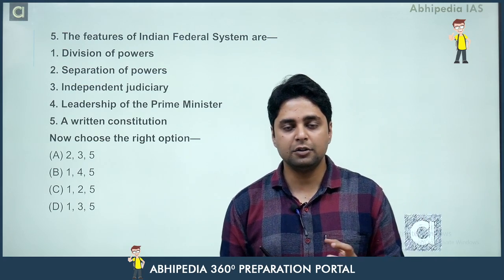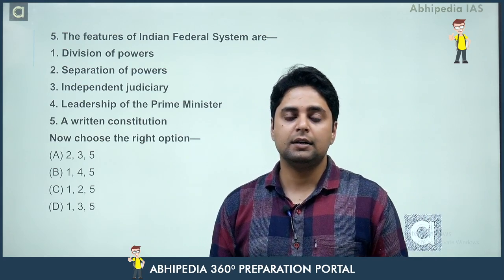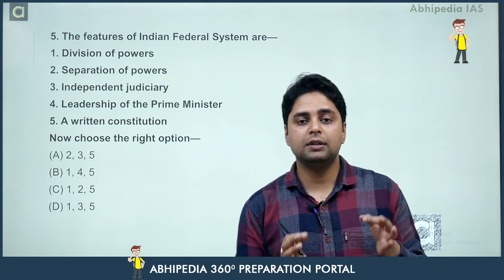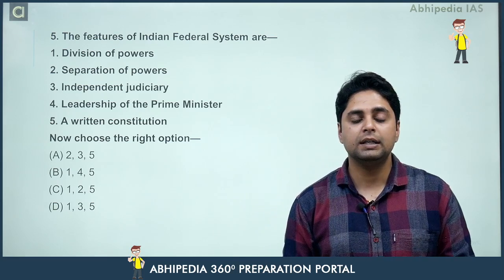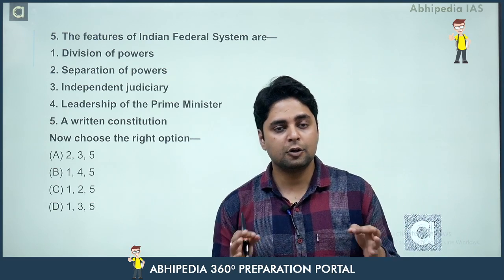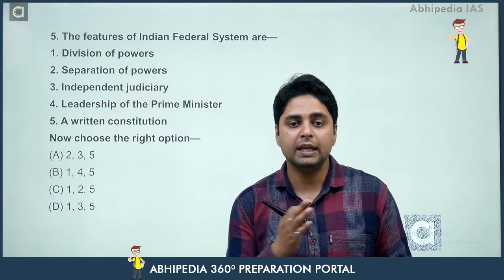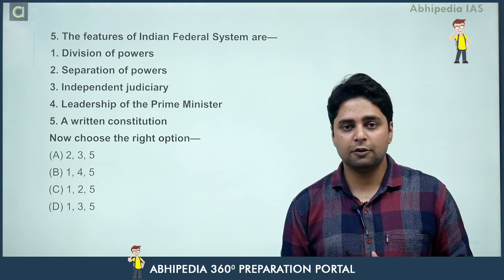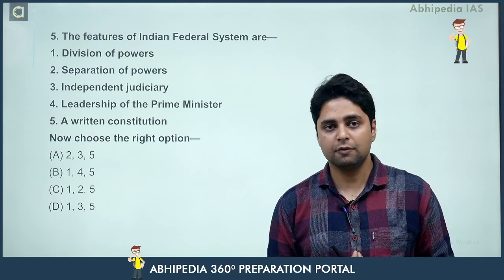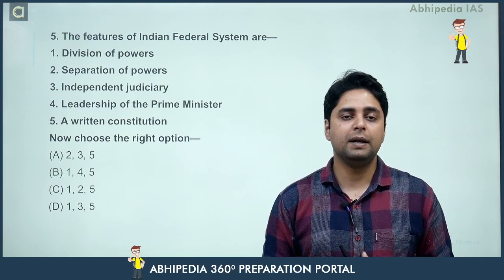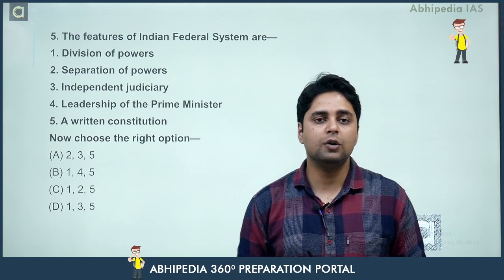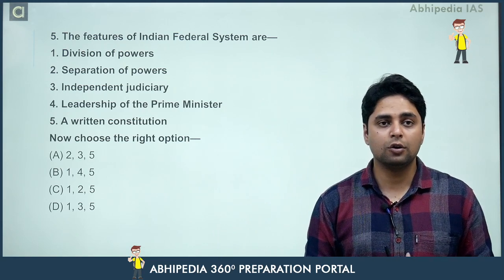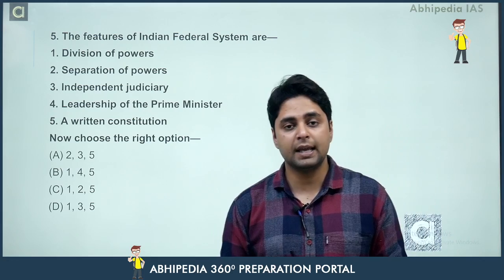तो कई बार question को पढ़ते हुए अगर हम थोड़ा सा भी कोई keyword skip कर जाएं, the entire answer can be totally different. So the question is not asking you about the in general features of federalism. The question is asking you about the features of Indian model of federalism. Options are number 1, division of powers. Number 2, separation of powers. Number 3, independent judiciary. Number 4, leadership of the prime minister. Number 5, written constitution. तो इनमें से कौन कौन से हैं जो इंडियन फेडरलिज्म के फीचर्स हैं?